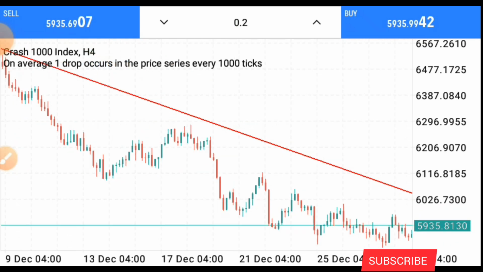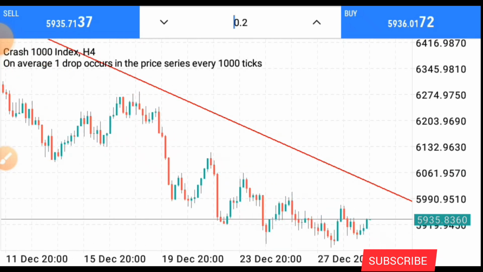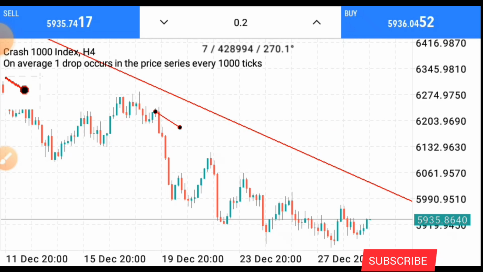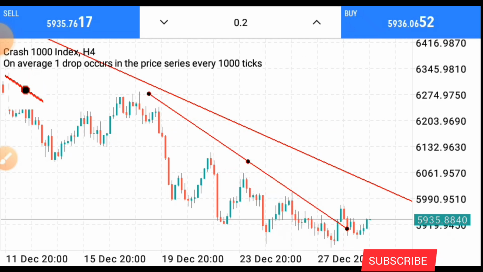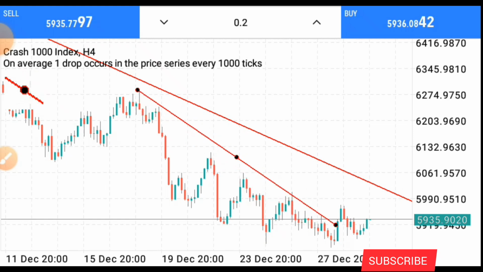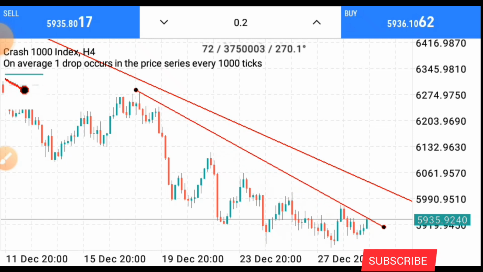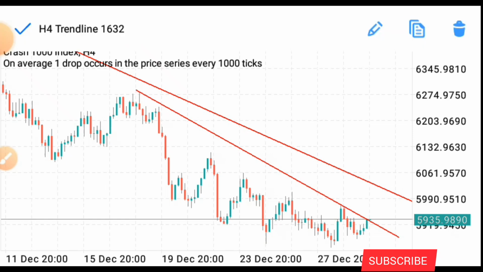So I'm going to draw another trend line here so that I will get a faster entry. You know how we scalpers do this. I'll draw it right here. As you can see now guys, it's as if price is breaking through this second trend line now, going up.